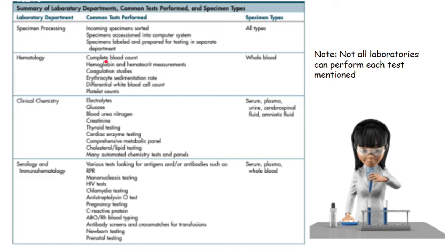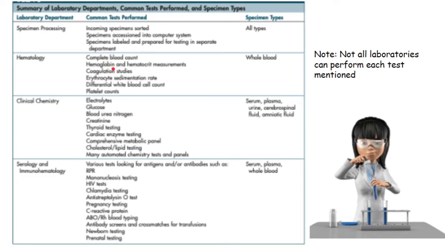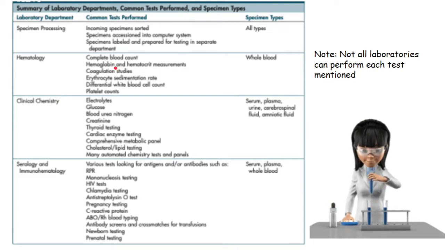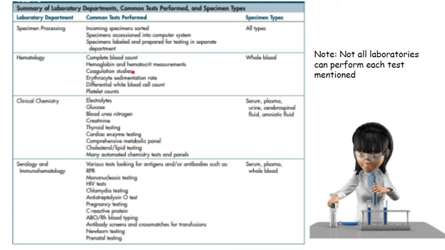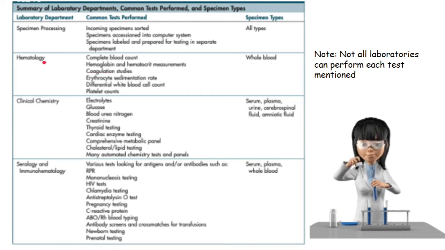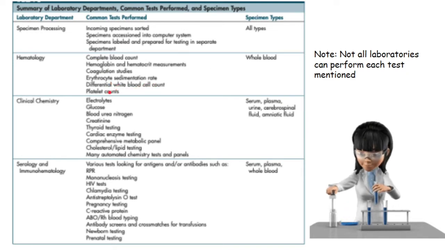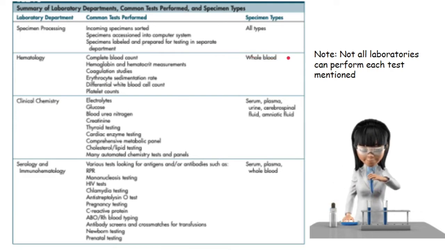Hematology has the complete blood count, which includes RBC, WBC count, and platelet count, also hemoglobin and hematocrit measurement, since these are in the blood. The coagulation studies, please take note, are in hematology. ESR, differential white blood cell count, and platelet counts are under CBC. The acceptable specimen in hematology is whole blood.